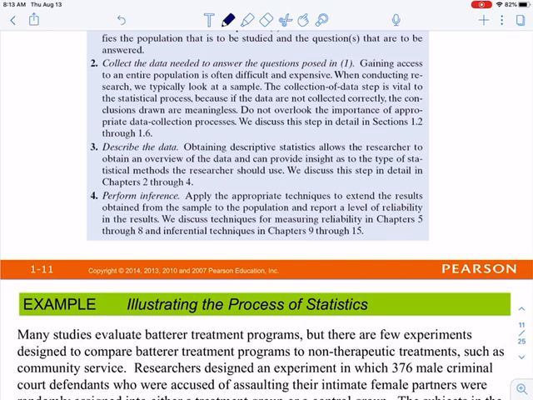And then the last thing is to perform an inference, and that's really how we look at statistics in a meaningful way in everyday life. We're going to apply the appropriate techniques to extend the results obtained from the sample to the population and report a level of reliability in the results. We discuss these techniques for measuring reliability in chapters 5 through 8, and inferential techniques are discussed in chapters 9 through 15. We don't get up to 9 through 15, so we're not going to talk about the inferential part, but we are going to talk about the measures of reliability from chapters 5 through 8.